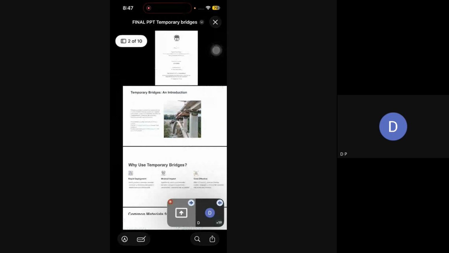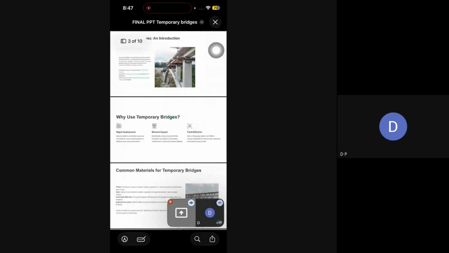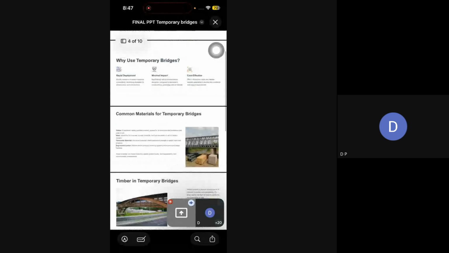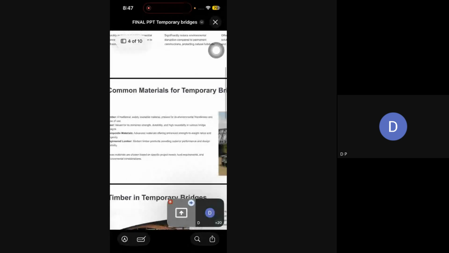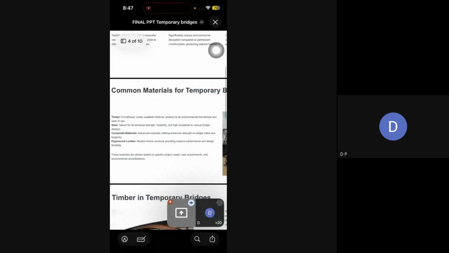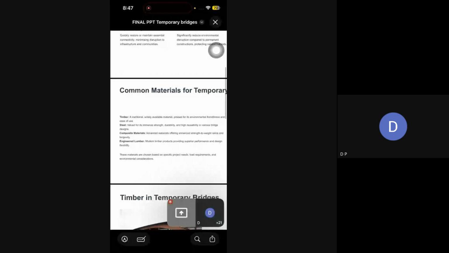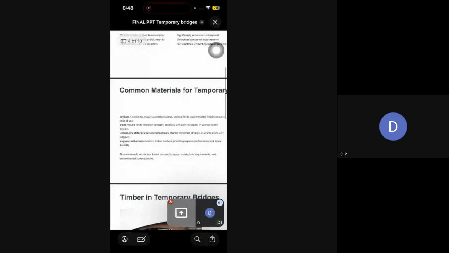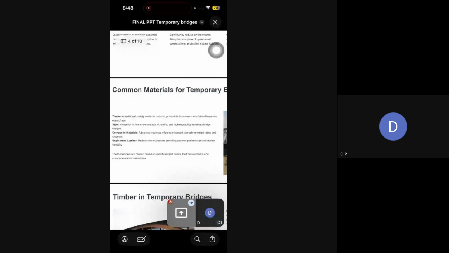Why use temporary bridges? Temporary bridges are used for rapid deployment, minimal impact, and they are also cost effective. Common materials for temporary bridges: Timber, a traditional, widely available material, praised for its environmental friendliness and ease of use. Steel, valued for its immense strength, durability, and high reusability in various bridge designs. Composite materials, advanced materials offering enhanced strength to weight ratio and longevity. Engineered lumber, modern timber products providing superior performance and design flexibility.